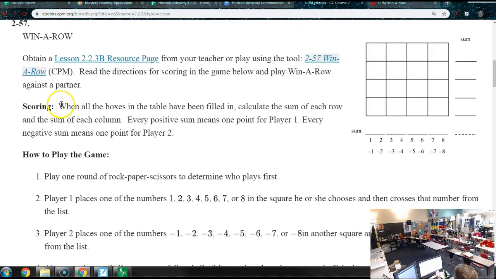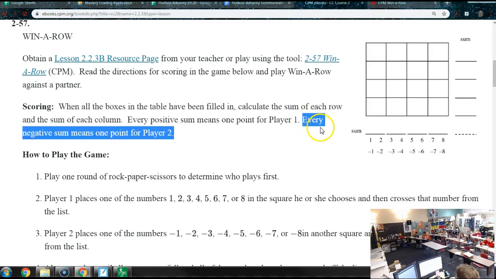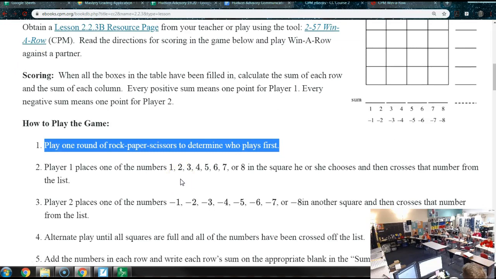Okay, so scoring. When all the boxes in the table have been filled in, calculate the sum of each row and the sum of each column. Anyone ever play Sudoku? Rows and columns? So remember, columns hold up the building, right? Columns go vertical. Every positive sum means 1 point for player 1. Every negative sum means a point for player 2. Player 1 is the person who goes first. How is that determined? A round of rock, paper, scissors. So whoever wins at rock, paper, scissors goes first. They are player 1 for that round.